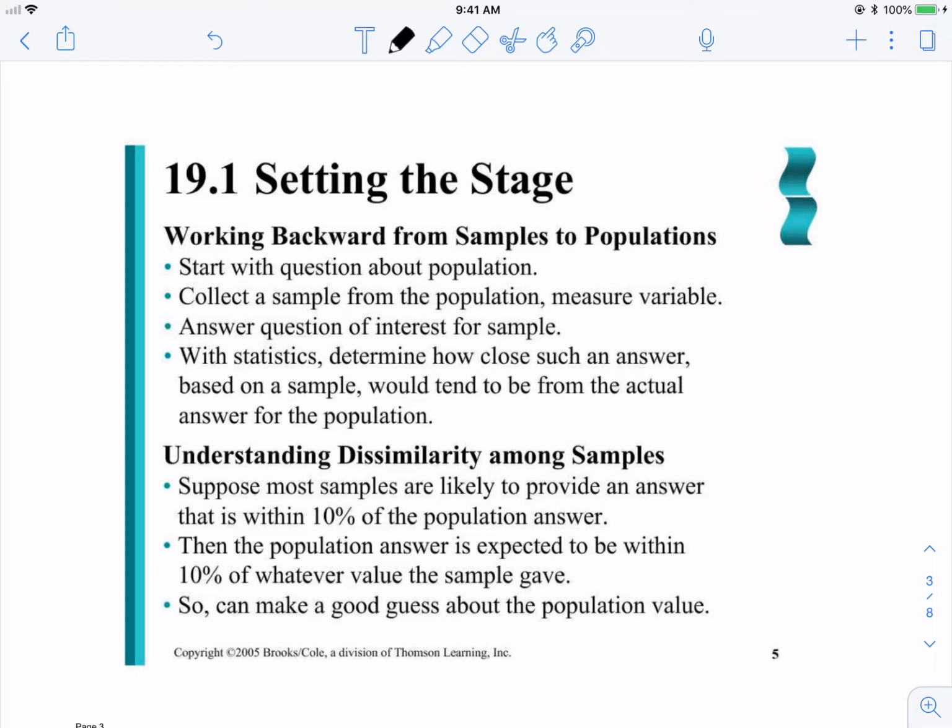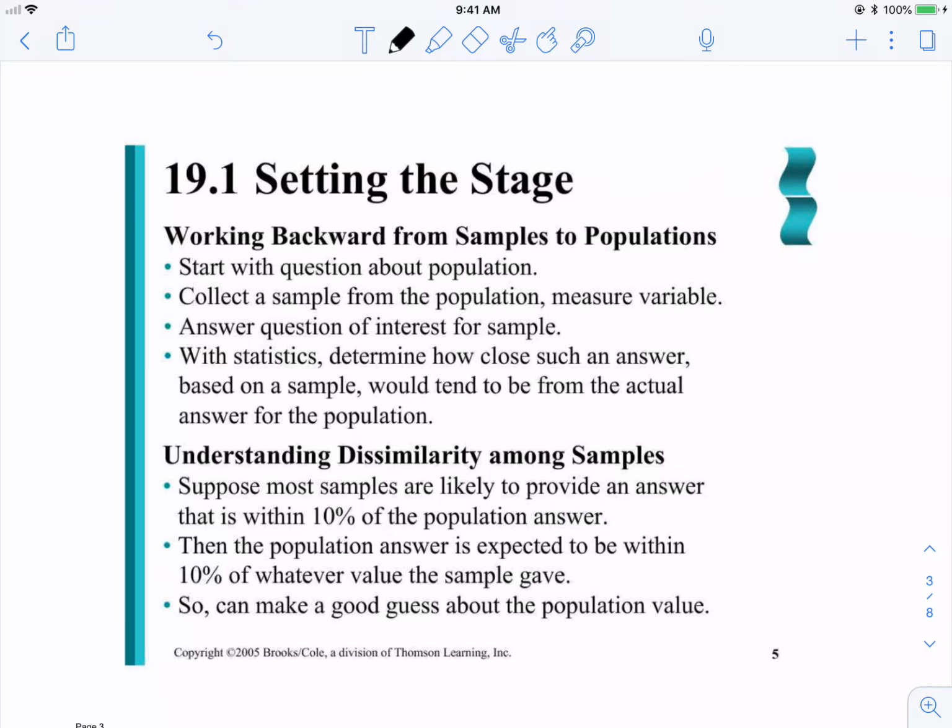So in the big picture, in real life, we are using the sample to say something about the population. We're working backwards from the sample to the population. From that population, you're collecting a sample. And remember, in the first semester, we talked about all those sampling techniques. And you're measuring some variable of interest. Typically that's a proportion. It could be a mean if you're looking at some quantitative data.